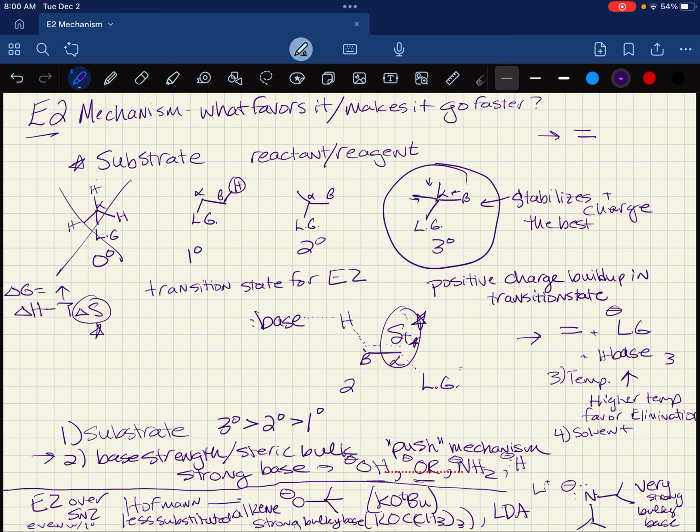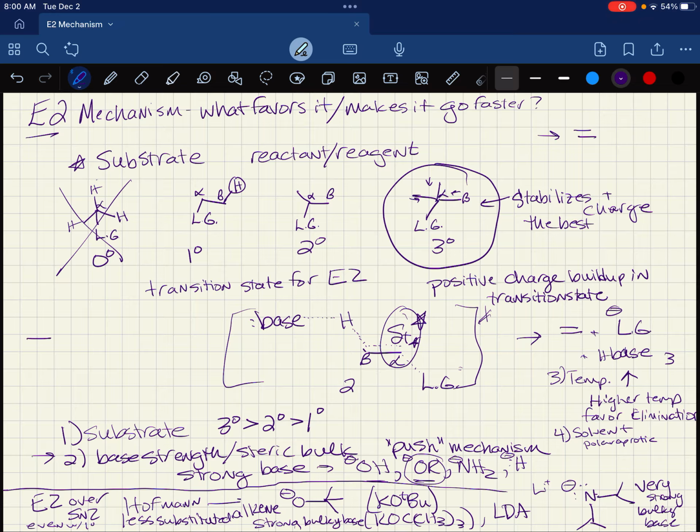So with the solvents here, technically a polar aprotic would be the best, because it's not going to get in the way of the base or react with the base, and also it's going to help stabilize that positive charge buildup in the transition state. However, a lot of times you'll still see polar protic solvents. And the reason for that is because a lot of times they're making the alkoxide directly from the alcohol, and then they're using that alcohol as a solvent.